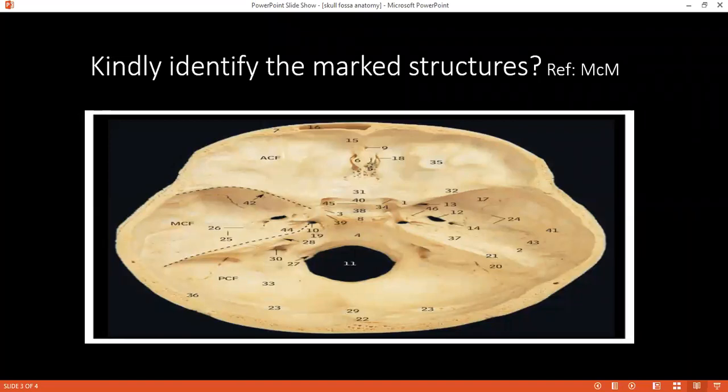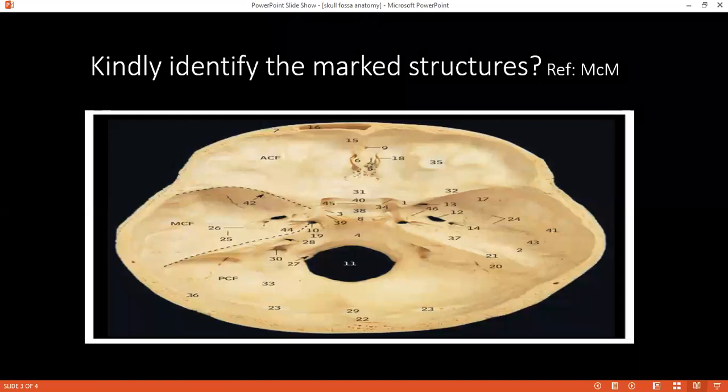Yes, ma'am. So clivus is number 4. Very good. What is the importance of it? The internal carotid artery lies lateral to the clivus, as well as the abducens nerve, and it forms the anterior border of the posterior fossa.